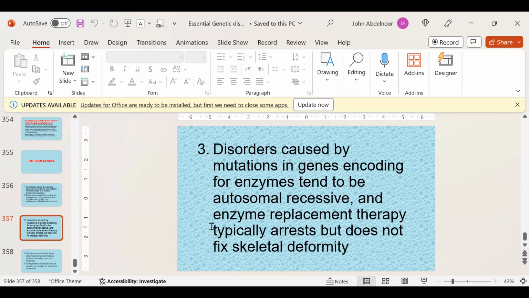As you know, the enzymatic disorders are very rare, and so the knowledge you take today is very nice.